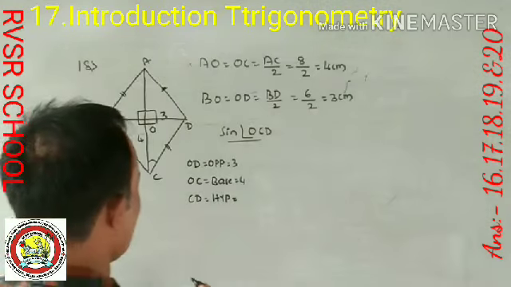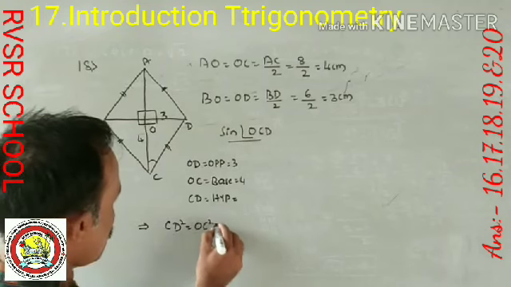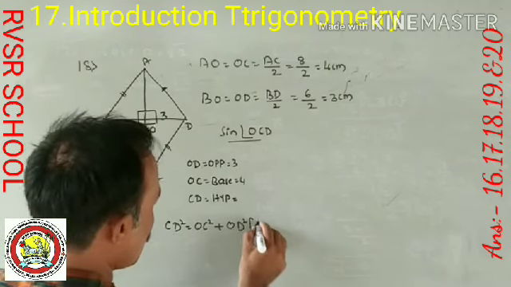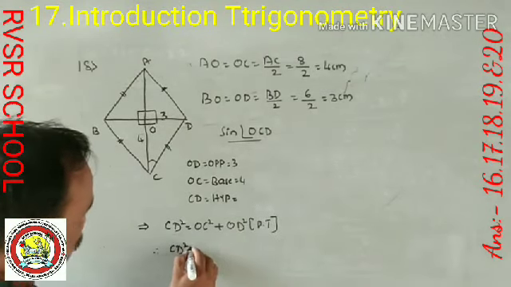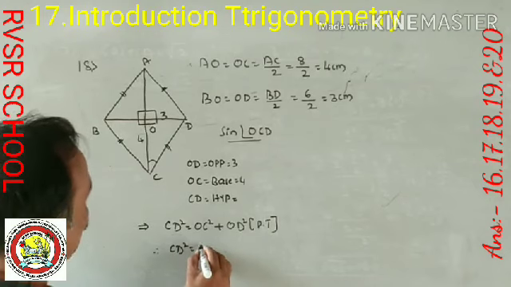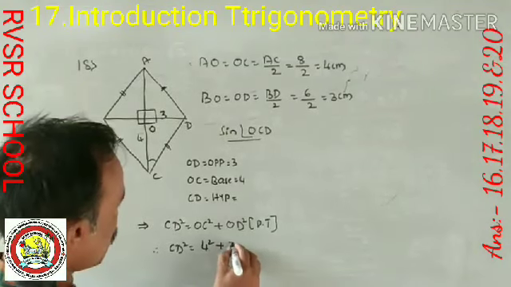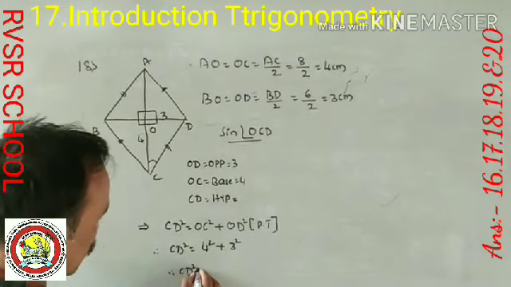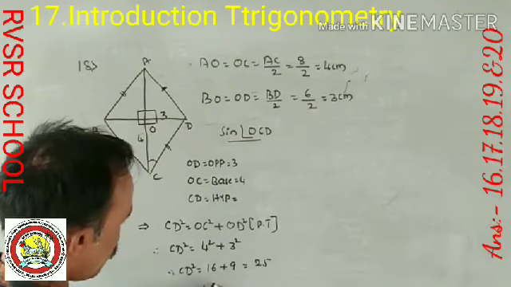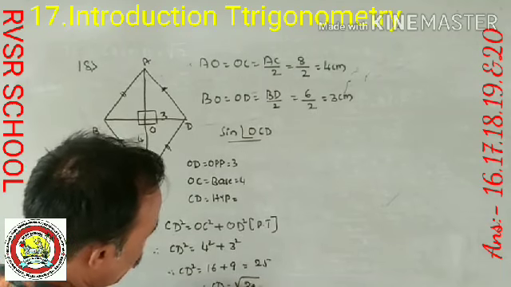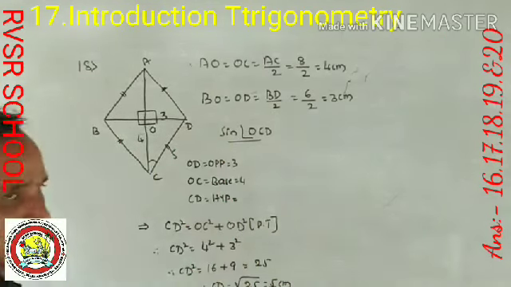Apply the Pythagoras theorem. CD square is equal to OC square plus OD square. Therefore, CD square is equal to 4 square plus 3 square, which is 16 plus 9, equal to 25. Therefore, CD is equal to root of 25, that is equal to 5 units, or 5 centimeters. So this is 5.